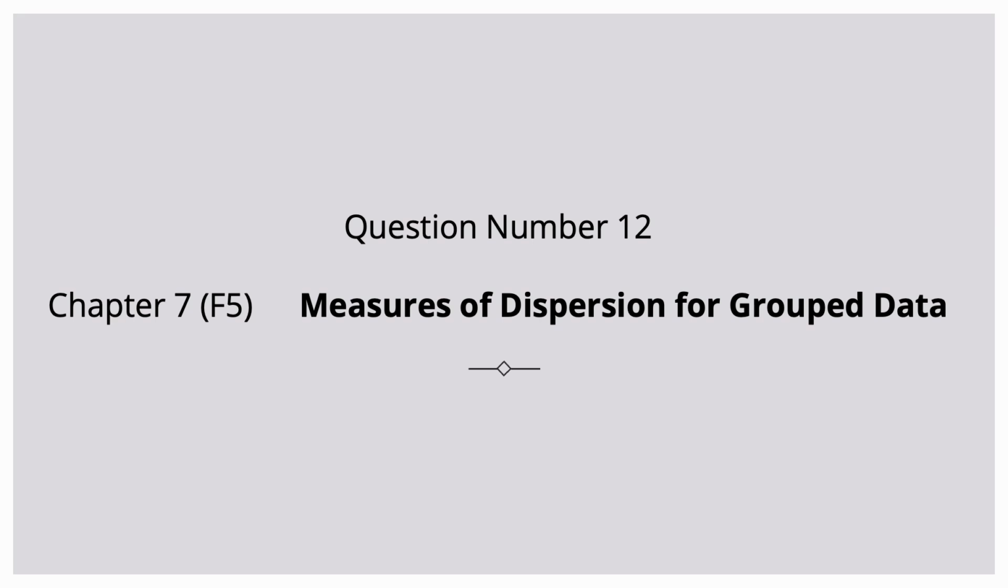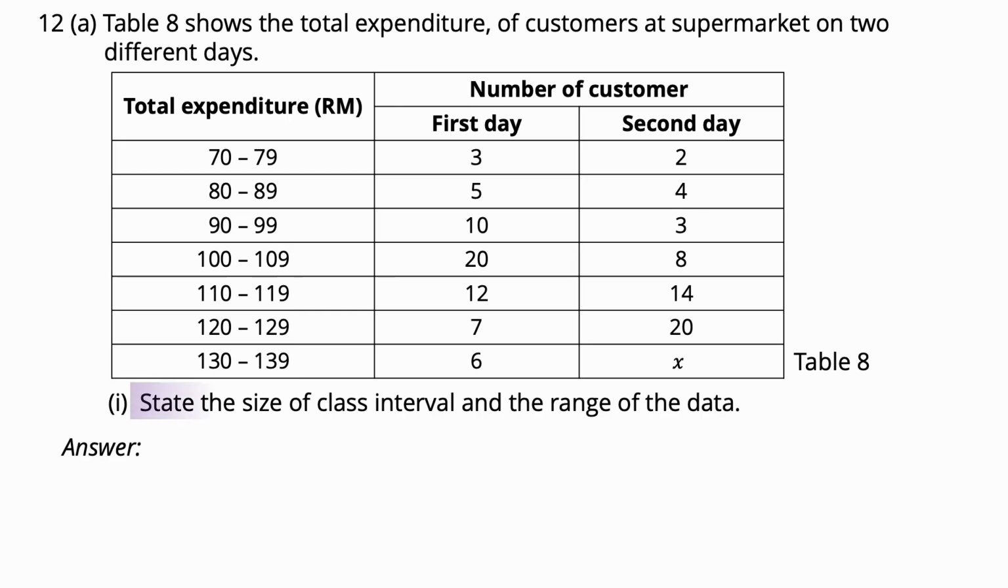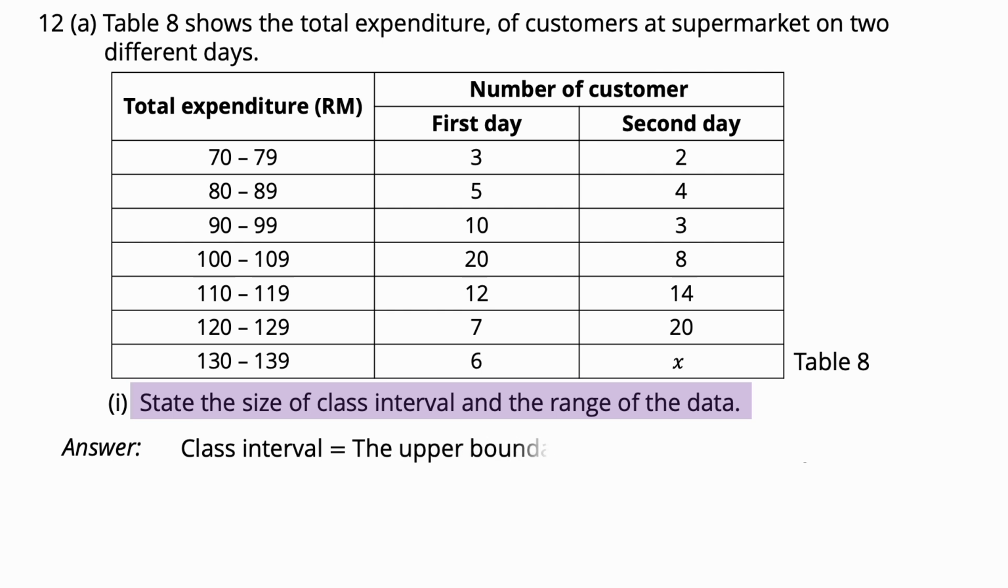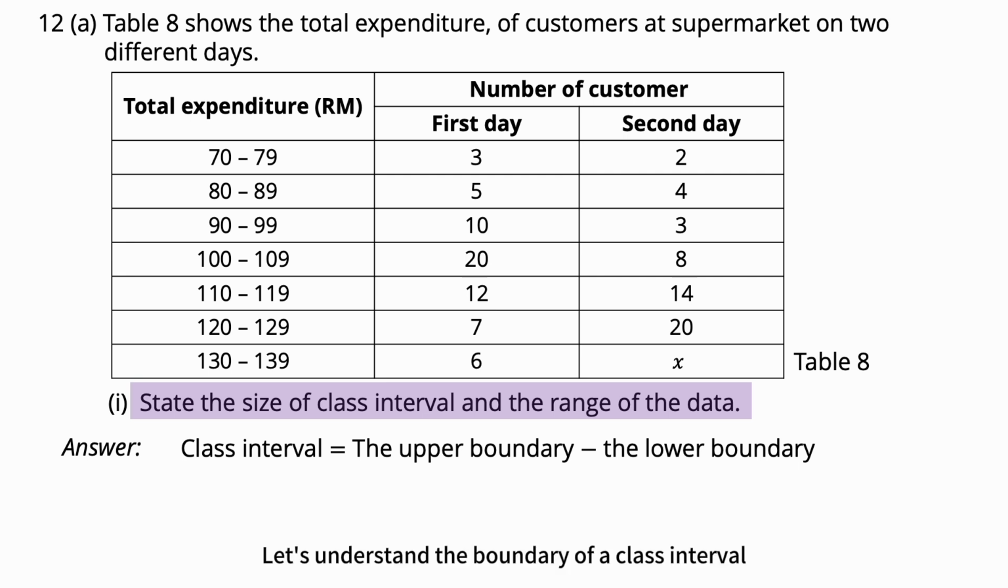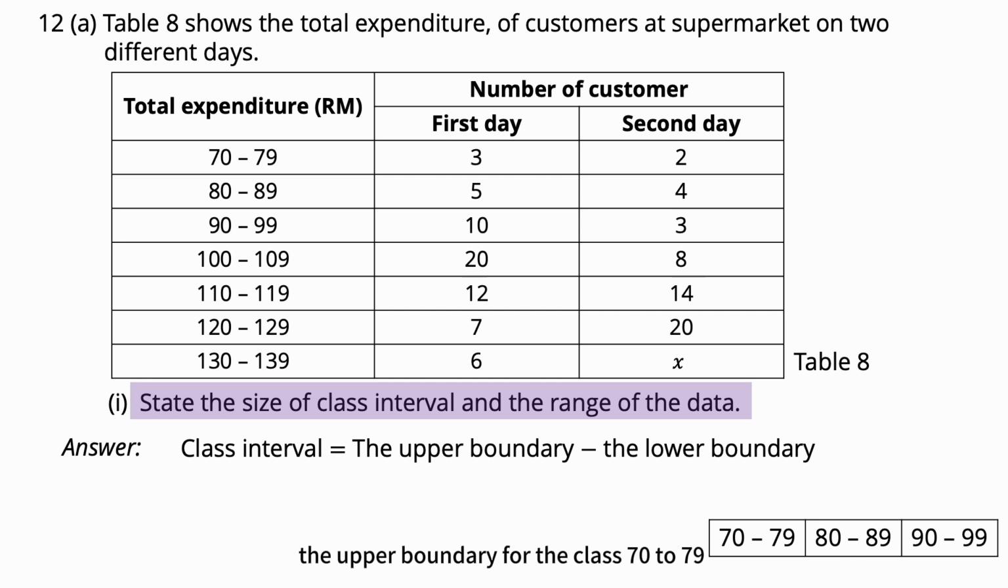Question number 12. A. 1. State the size of class interval and the range of the data. The size of class interval is calculated as the difference between the upper boundary and the lower boundary. Let's understand the boundary of a class interval. The upper boundary for the class 70 to 79 is 79.5. The lower boundary for the class 70 to 79 is 69.5.